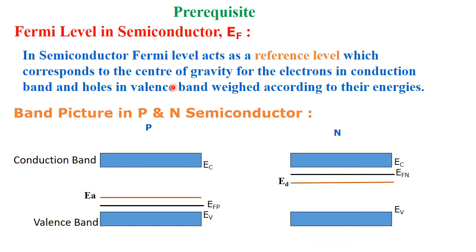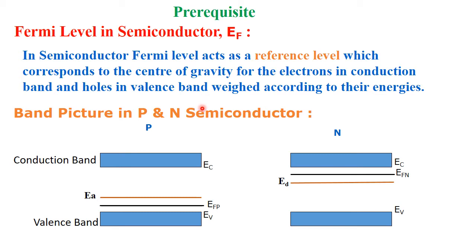The second point which you should know to understand the working of a tunnel diode is the Fermi level in semiconductor. We have studied this particular term also before. So, in a semiconductor, Fermi level acts as a reference level which corresponds to the center of gravity for the electrons in conduction band and holes in valence band, weighed according to their energy.